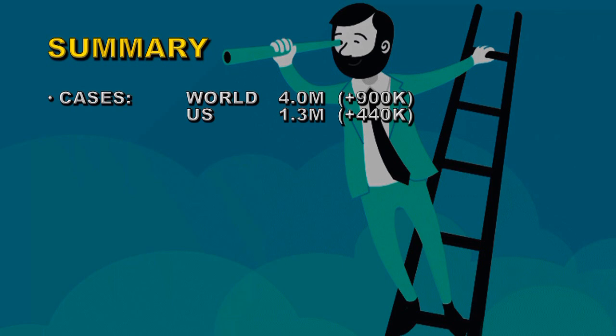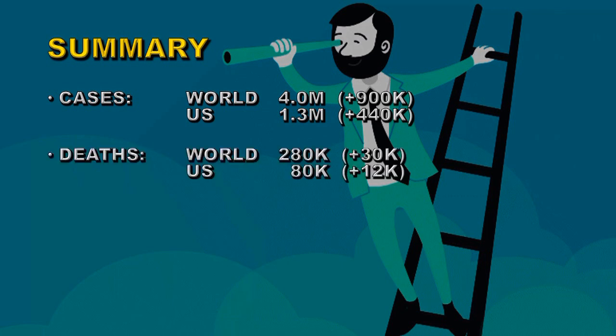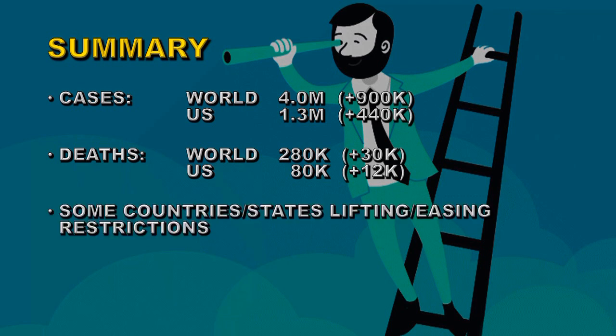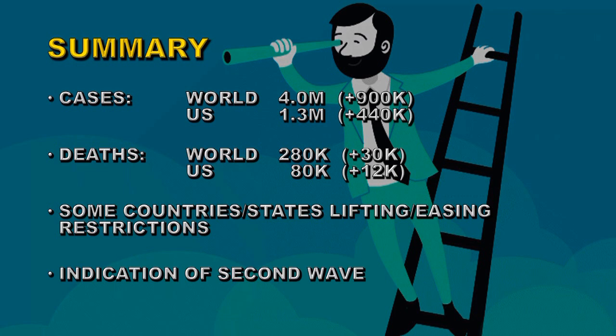The number of cases worldwide has reached 4 million. That's 900,000 larger than last week. US cases are 1.3 million, and that's 440,000 larger than last week. Number of deaths worldwide is 280,000. That's up 30,000. US deaths are up to 80,000, and that's up 12,000. Some countries and states are lifting or easing restrictions. However, there's indications in a few countries that started this process a couple of weeks ago that there's a second wave of infections coming.